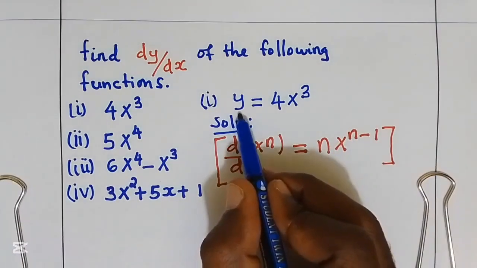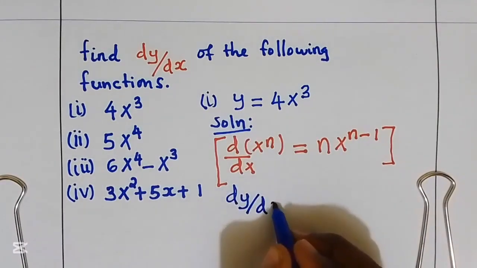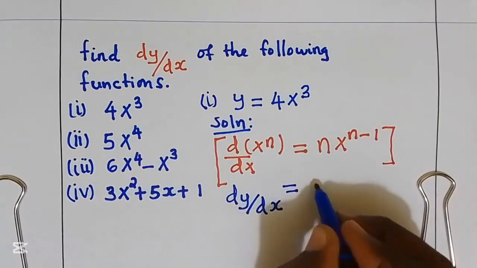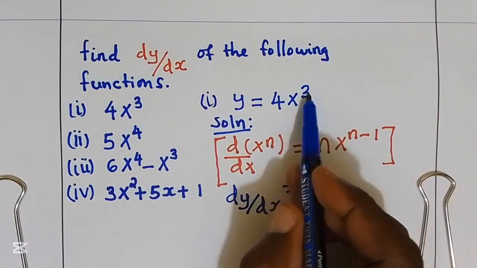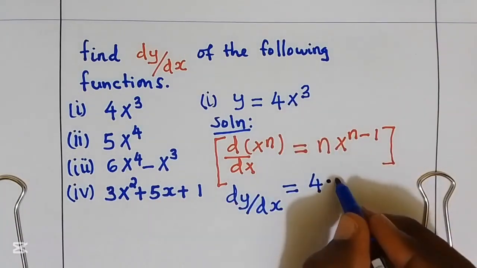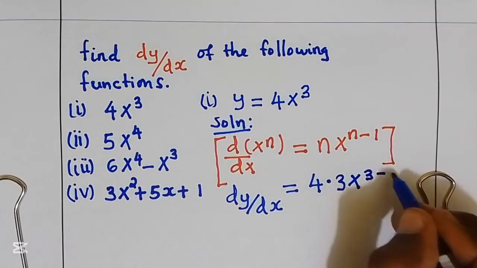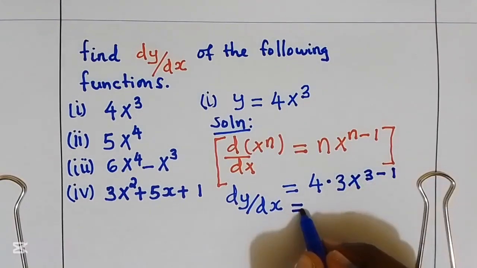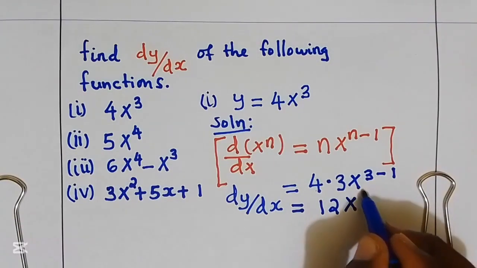Now, for Roman 1, dy/dx is equal to 4 multiplied by, we are going to drop 3 in front, x to the power 3 minus 1. This is equal to 12x squared.